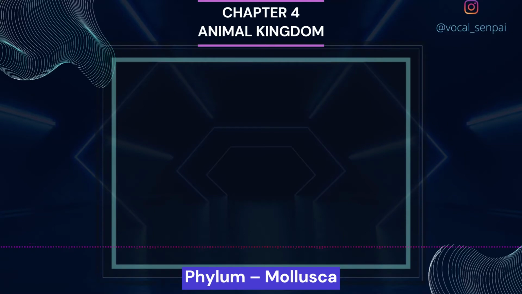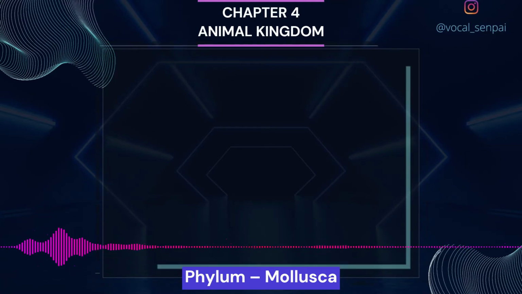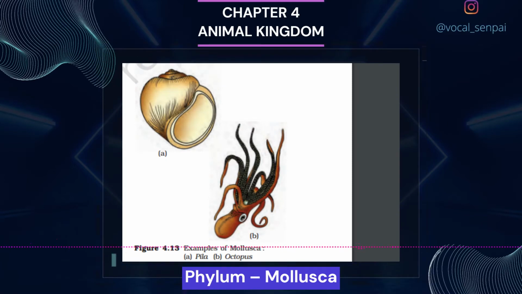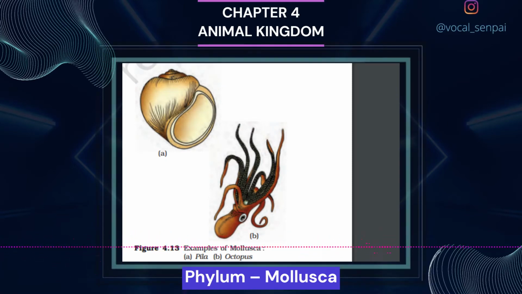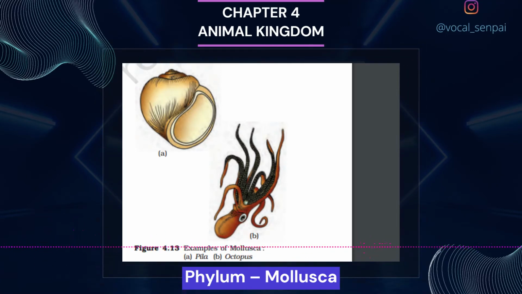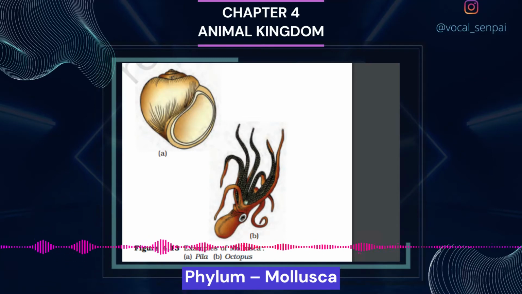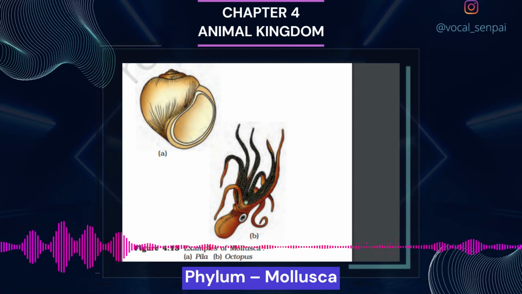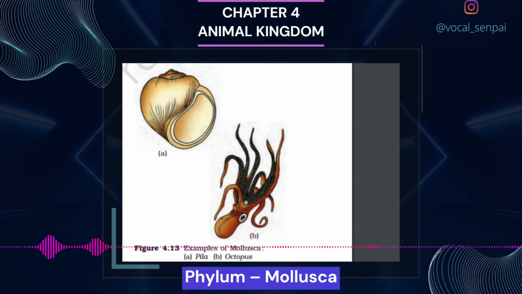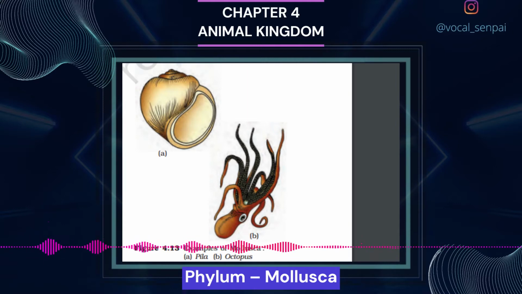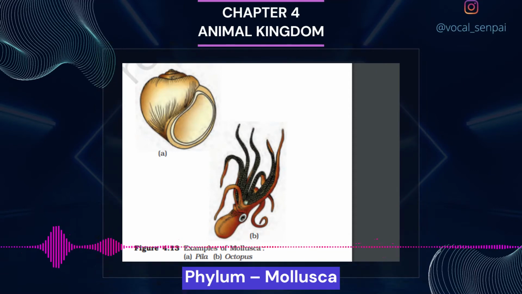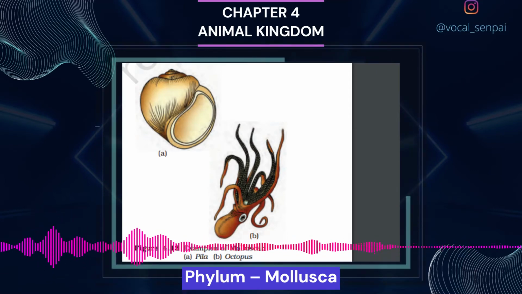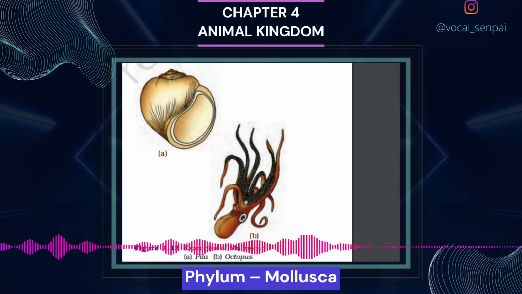Phylum Mollusca. This is the second largest animal phylum, figure 4.13. Mollusks are terrestrial or aquatic, marine or fresh water, having an organ system level of organization. They are bilaterally symmetrical, triploblastic and coelomate animals. Body is covered by a calcareous shell and is unsegmented with a distinct head, muscular foot and visceral hump.